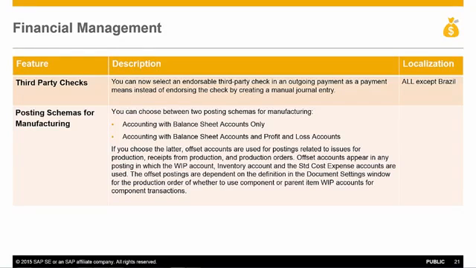There have been a number of updates to posting schemas for manufacturing. You can now choose between two posting schemas for manufacturing: accounting with balance sheet accounts only, or accounting with balance sheet accounts and profit and loss accounts.